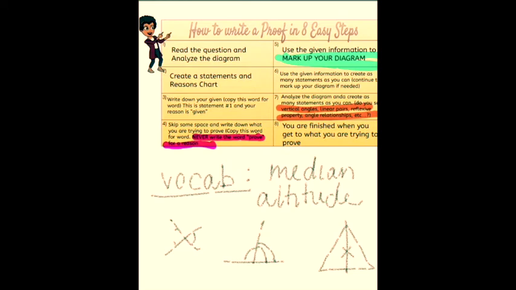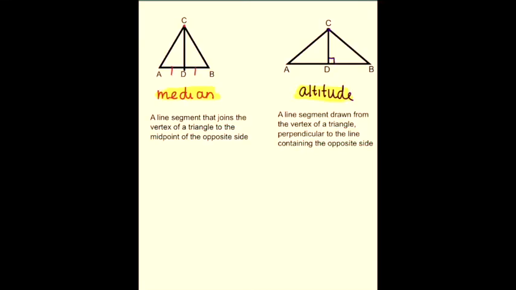For step 8, you're finished when you get to what you're trying to prove. All we're saying for that is, when they ask you to prove 2 triangles are congruent, you're finished when you say those triangles are congruent, and then you say, because of one of the postulates or the theorems that we taught you. Okay.